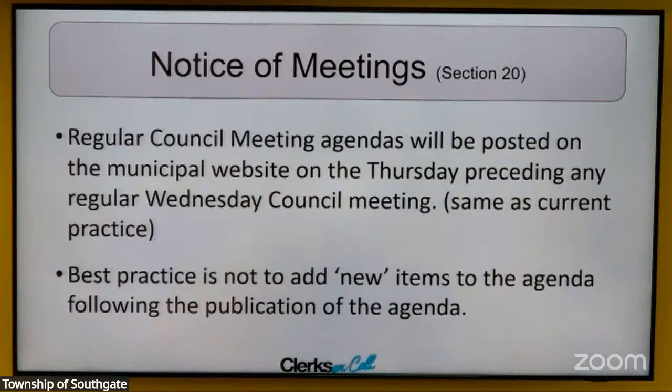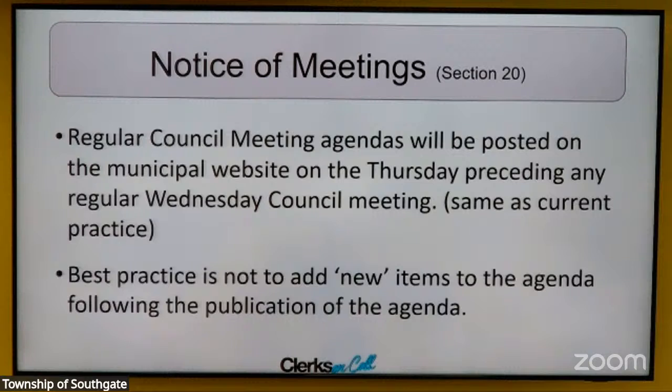Section 20 of the new draft bylaw provides consistency around when and where meeting notice information is posted and includes specifying the date, the time, and the place for council and committee meetings. Providing public notice of your meetings helps to inform the public of opportunities to participate in the decision-making and to share their views. And the draft bylaw also states that regular council meeting agendas will be posted on the municipal website on the Thursday preceding the scheduled meeting, which is the same as what you see in the current bylaw.